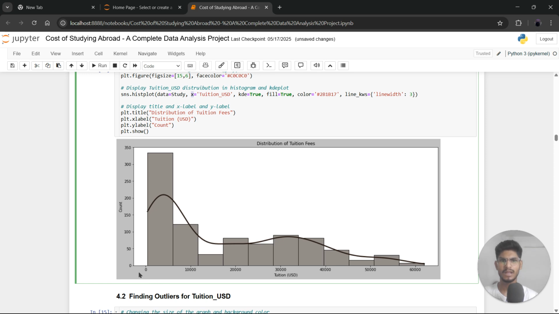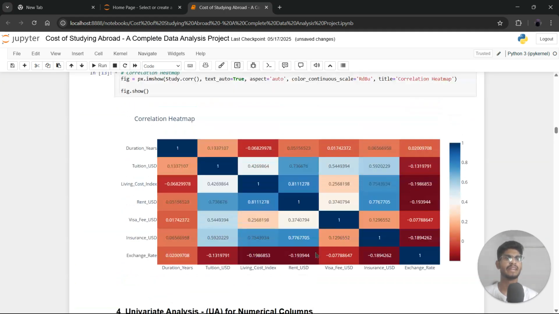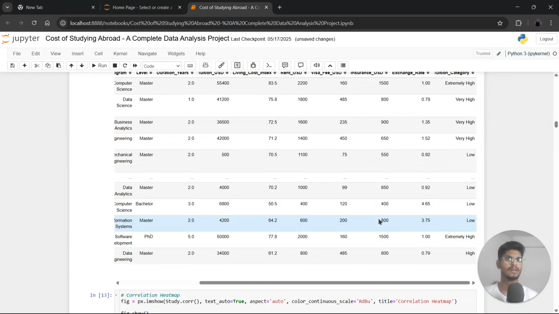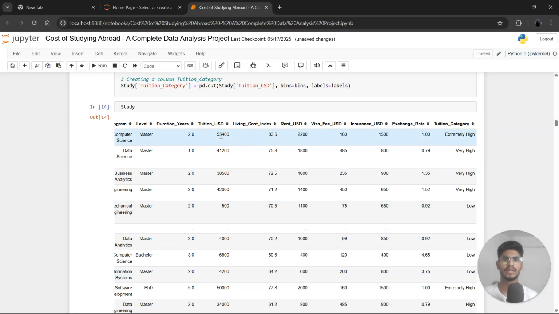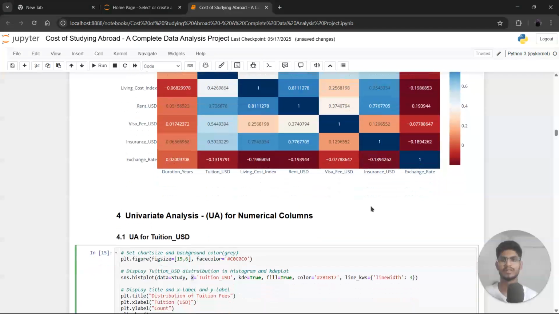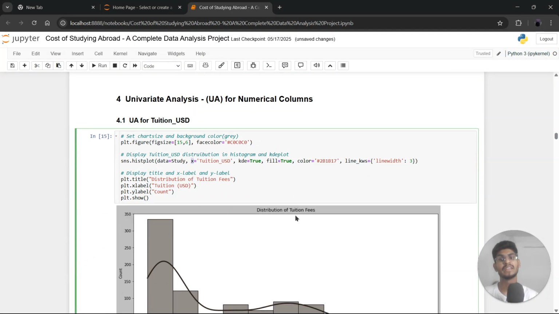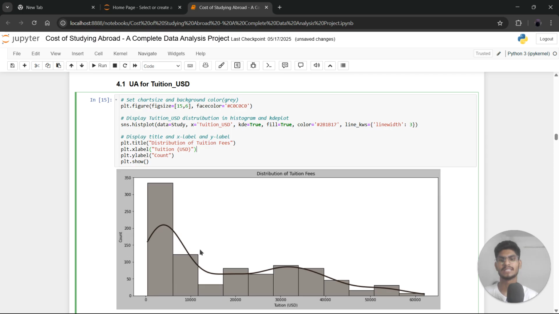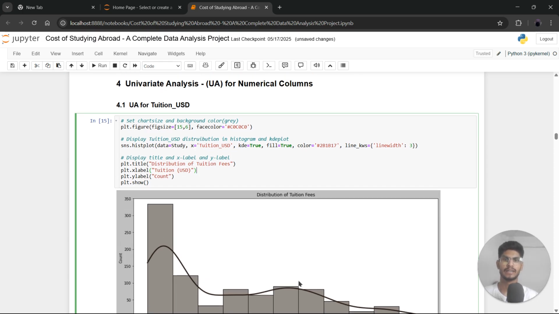so that we can see the tuition USD is 0 to 10,000, then 10,000 to 20,000. The histogram has already created its bins, but we have also created bins, or categories, on our own: 0 to 10,000, 10,000 to 25,000, 25,000 to 45,000. So we created that, but the histogram has created its own. I will show you why I have created that.